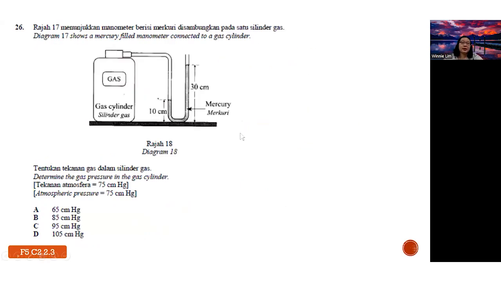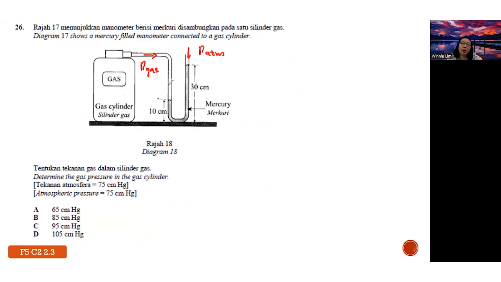Question 26 is under the idea of gas pressure. Diagram 17 shows a mercury-filled manometer connected to a gas cylinder. Determine the gas pressure in the gas cylinder if the atmospheric pressure is 75 cm mercury. To solve a question that involves a manometer, which is a U-tube shape, I always tell students, if you look at the diagram, the left arm is acted on by what pressure? Gas pressure, but the right arm is acted on by atmospheric pressure.